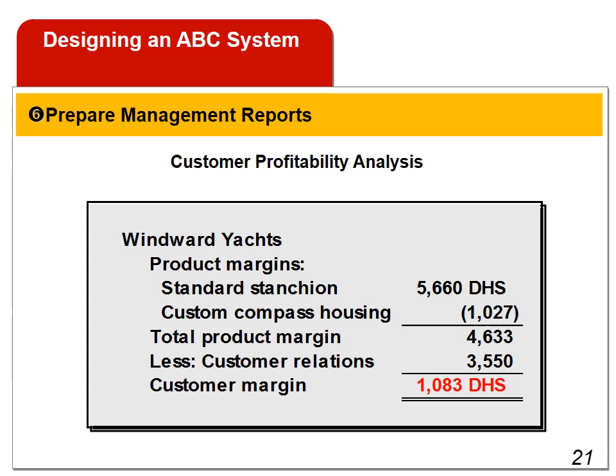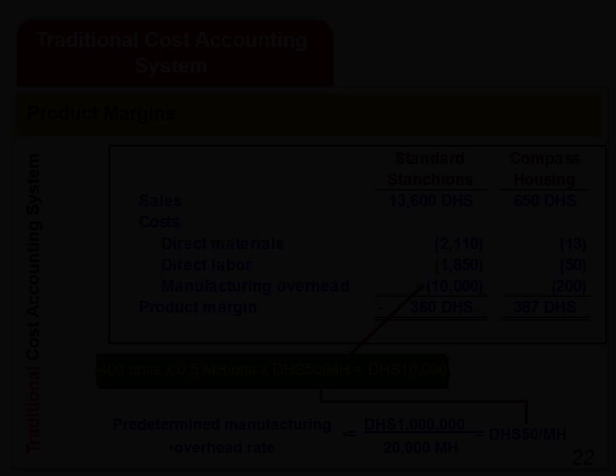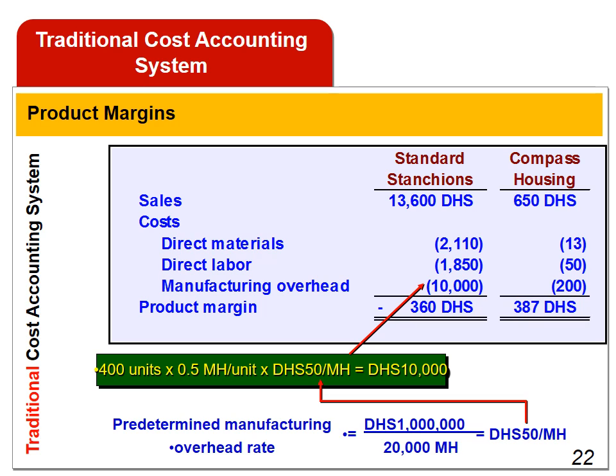The customer margin of 1,083 dirhams is calculated by subtracting the customer level costs, 3,550 dirhams, from the combined product margins for both products, 4,633 dirhams. Continuing with the Alpha Boat example, assume that the company uses a predetermined overhead rate based on machine hours.